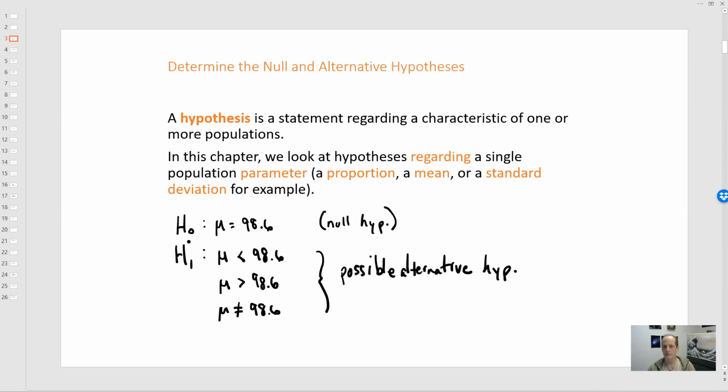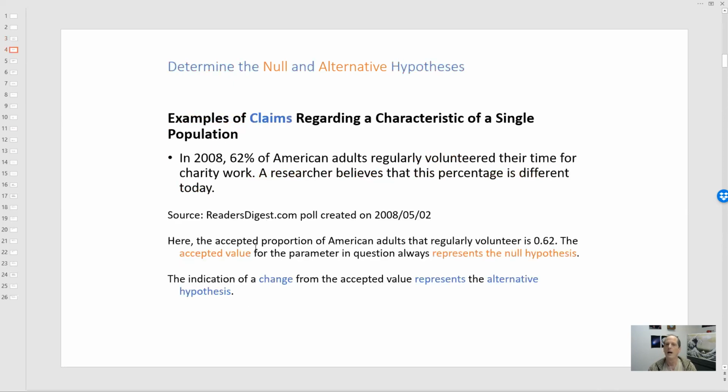Okay, so this is kind of the language in a nutshell and the symbology. So let's look at this example, claims regarding volunteer time of the population. So in 2008, 62% of American adults regularly volunteered their time for charity work. A researcher believes that this is different today. Okay, so they didn't say that they believe that it's larger.